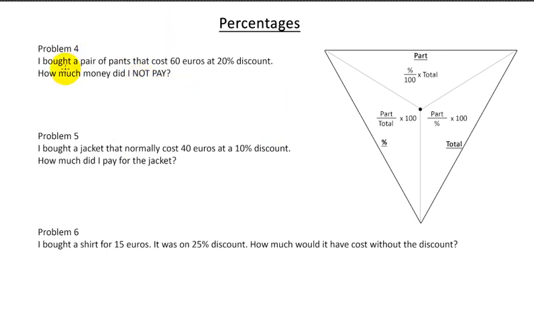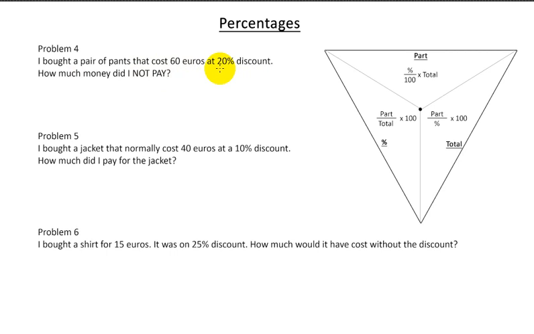Okay. Let's see. The first one says, I bought a pair of pants that cost 60 euros at 20% discount. How much money did I not pay? What this is saying basically, when I say that I buy something at a discount, that means that I'm not paying a certain percentage. You've seen this many times at stores where it says 30% discount, minus 30% discount, something like that.